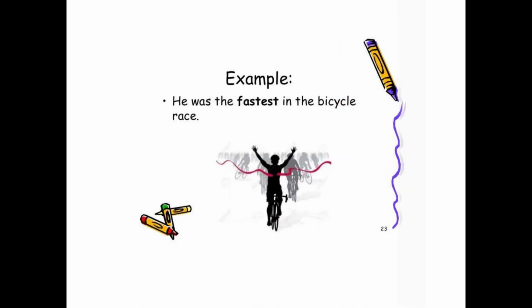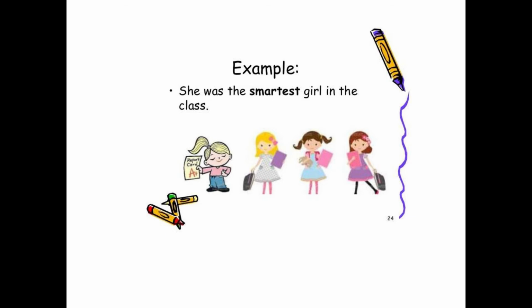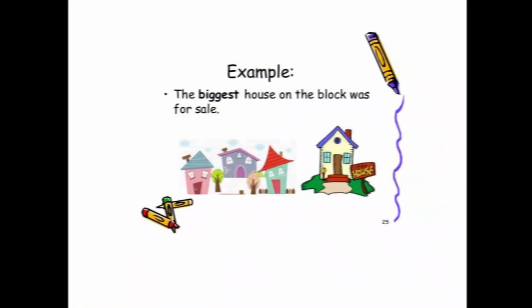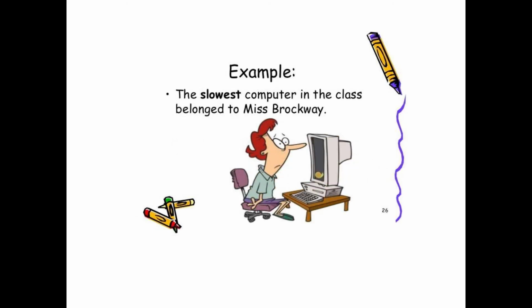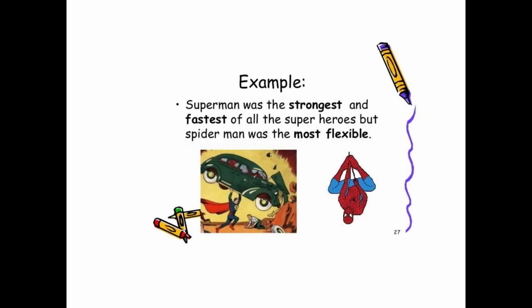Let's see some examples. He was the fastest in the bicycle race. She was the smartest girl in the class. The biggest house on the block was for sale. The slowest computer in the class belonged to Miss Brockway. Superman was the strongest and fastest of all the superheroes, but Spider-Man was the most flexible.